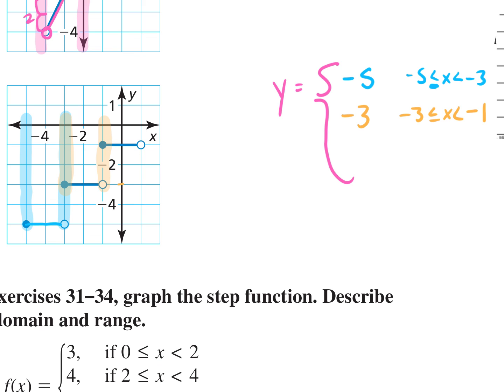All right, and let's look at our third piece. What is y equal to for the third piece? Perfect, -1. And then let's look at our x's. What 2 values is x in between? -1 and 1. X is somewhere in between. So what sign would I put first? Less than or equal to. Perfect. Less than or equal to, and then less than. Awesome.